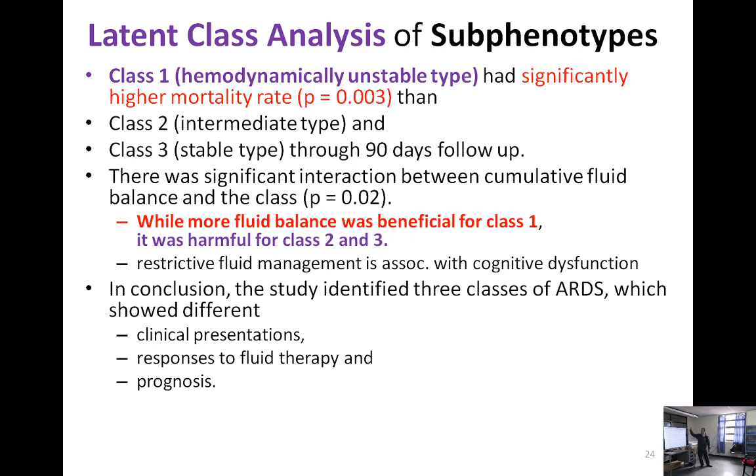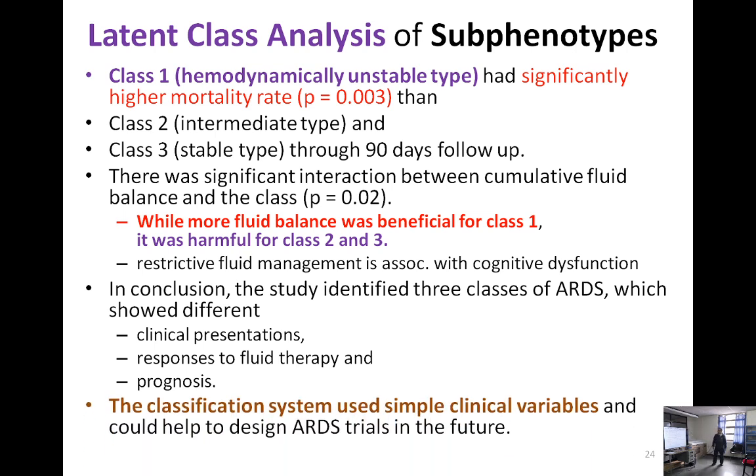So we have seen three classes of ARDS with clinical presentations, responses to fluid therapy and prognosis, isn't it? So clinical presentation, respiratory and cardiac failure, and then the others, you have PO2 to FiO2 ratios getting worse and worse. So response to fluid therapy, this has fantastically significant beneficial effects. Okay, and prognosis, class 3 has a much better prognosis, then class 1 has a significantly higher mortality rate. So this is using simple clinical variables, and you can manage your patients better with this. With this logic, do you think you can manage?